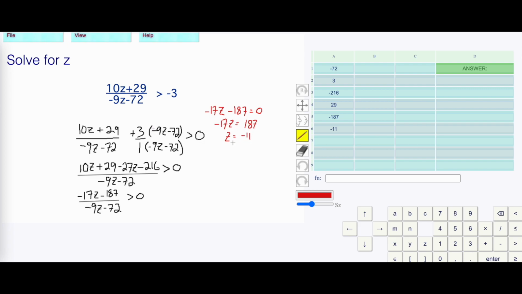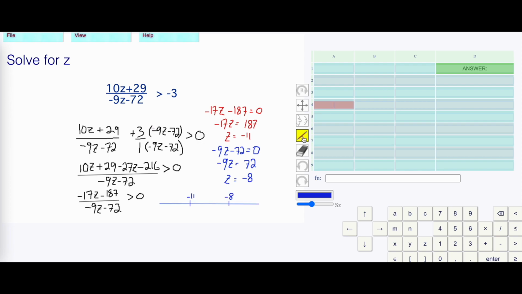Z is negative 11. Then if we look at the bottom, I have negative 9z minus 72 is equal to 0. Add 72 to both sides. I have negative 9z is equal to 72. Then divide both sides by negative 9, and z is equal to negative 8. We're looking at a number line with negative 8 and negative 11 on it.